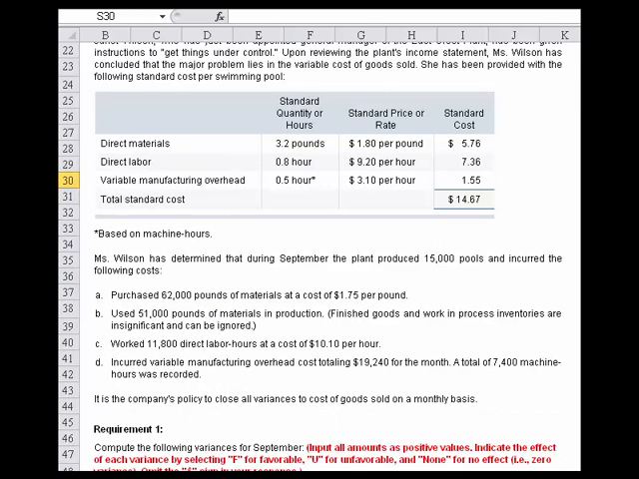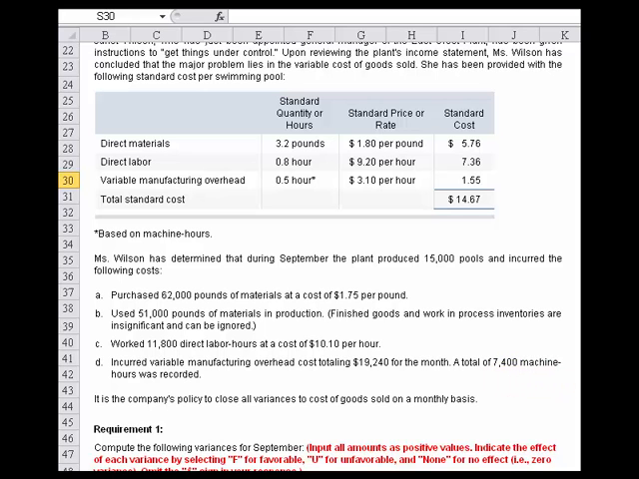All right, a little bit more information now. She's determined that in September, the plant produced 15,000 pools and incurred the following costs. So I'm reading down here again. She purchased 62,000 pounds of material at a cost of $1.75. She used 51,000 pounds of material in production, and finished goods and work in process inventories are insignificant, so we'll ignore that. Worked 11,800 direct labor hours at a cost of $10.10 per hour, and incurred variable manufacturing costs totaling $19,240 for the month, and a total of 7,400 machine hours were recorded.